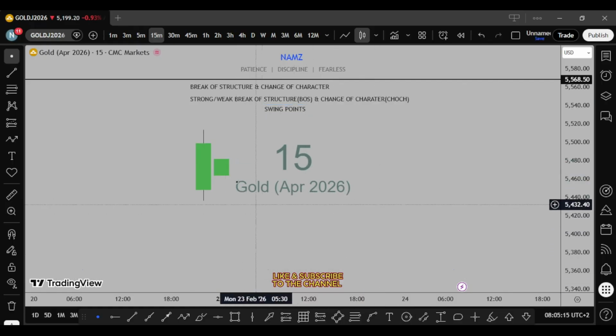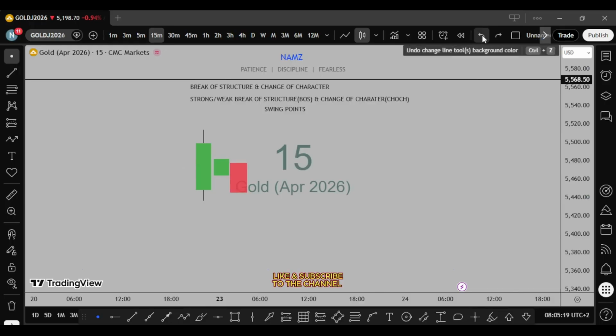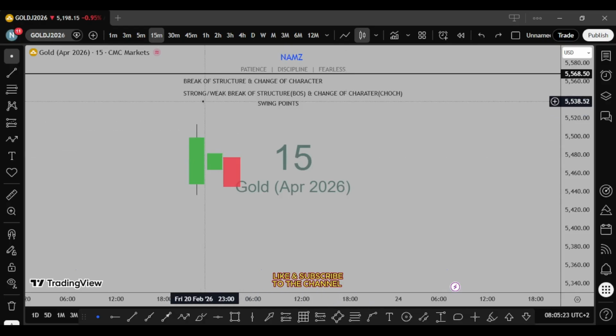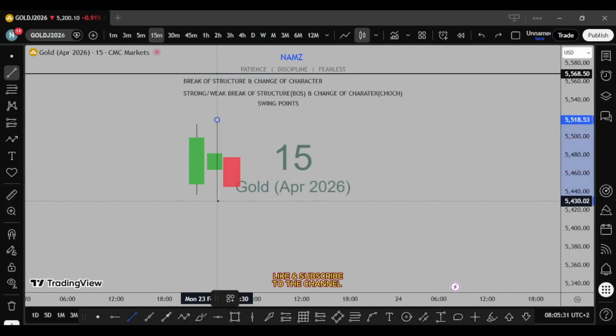So now, I told you we have a strong and a weak break of structure. I'll just draw them quickly. We have this.